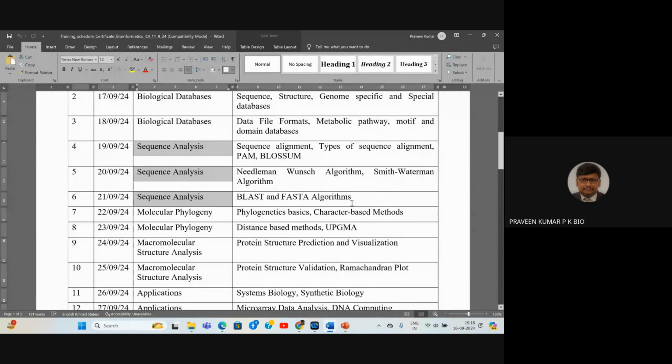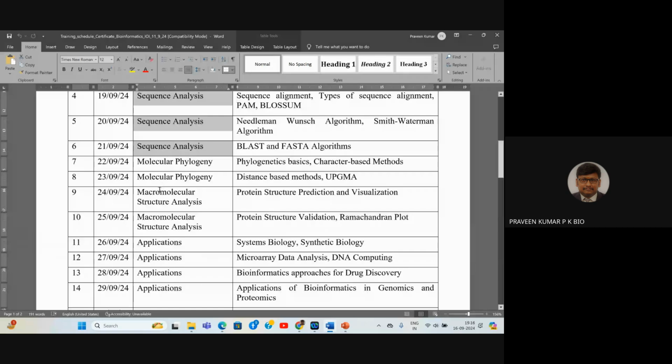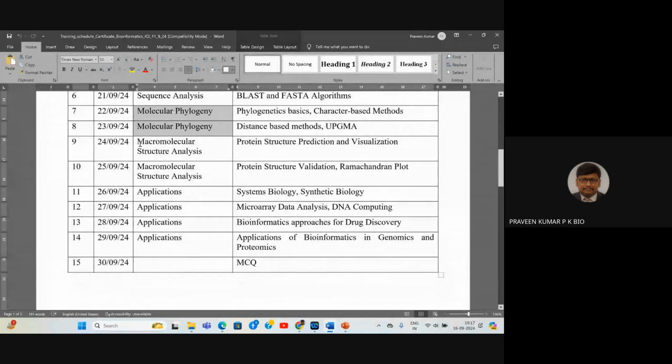So we see some algorithm examples during the sequence analysis, and we discuss molecular phylogeny, that is how to construct phylogenetic trees based on the evolutionary relationship and what the different methods used are. Let us see one method in detail, like how the tree is constructed based on stepwise methods. And then we go across macromolecular structural analysis, that is protein structure prediction, visualization, validation of the predicted protein structure, and how to assess the stereochemical quality of a protein. All these things we'll be seeing on the 2 days.